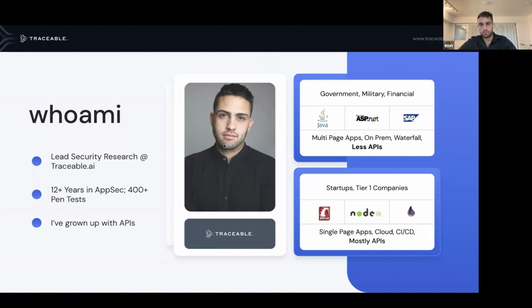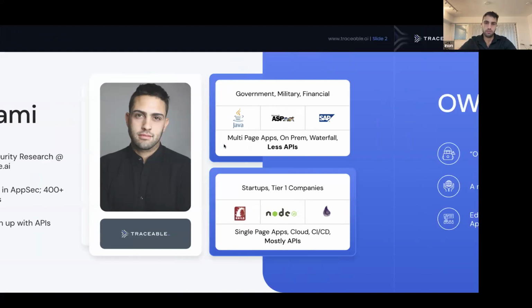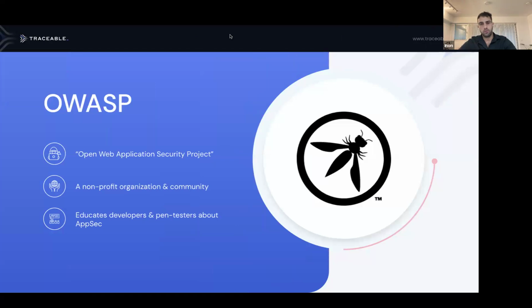I also lead a project that's called OWASP Top 10 for APIs. For those of you who are not familiar with OWASP, OWASP stands for Open Web Application Security Project. It's a non-profit organization and community, and the goal of this community is to educate developers and pen testers about application security.